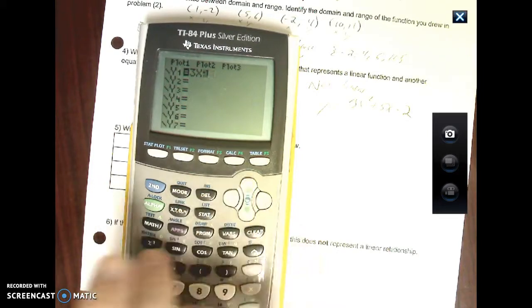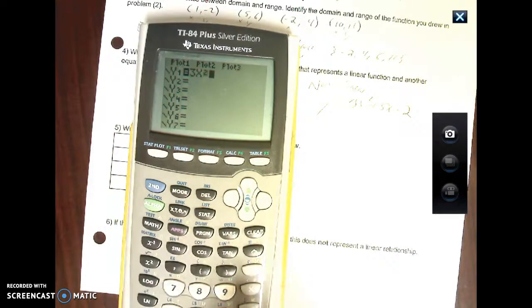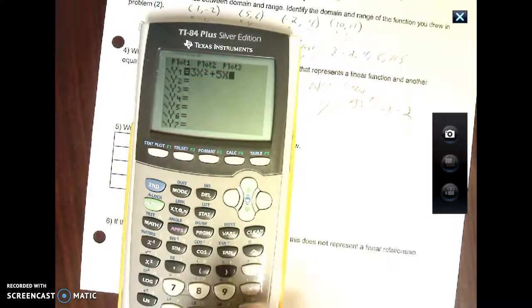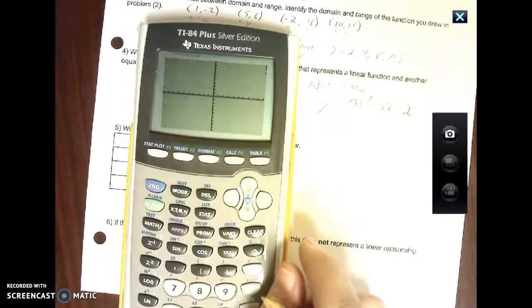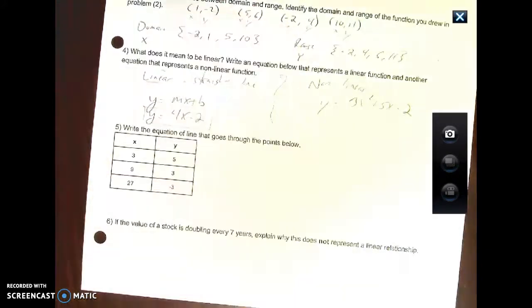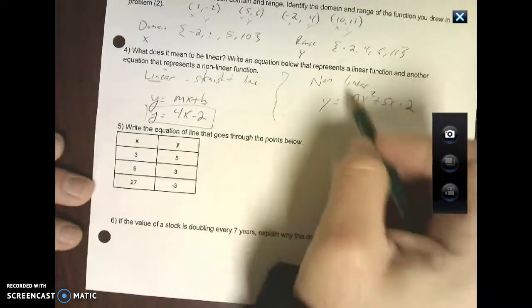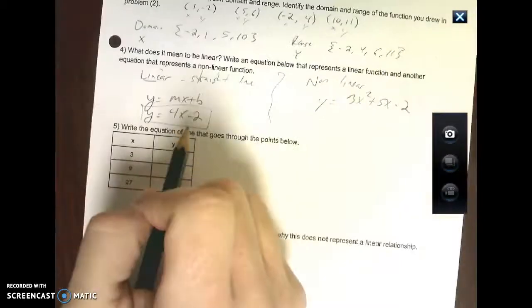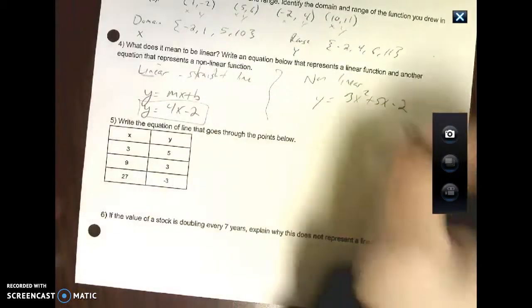I hit graph. We notice that I have a curved line. This is called a parabola. Alright. And basically anything that doesn't look simple is basically nonlinear. I mean, that could work.